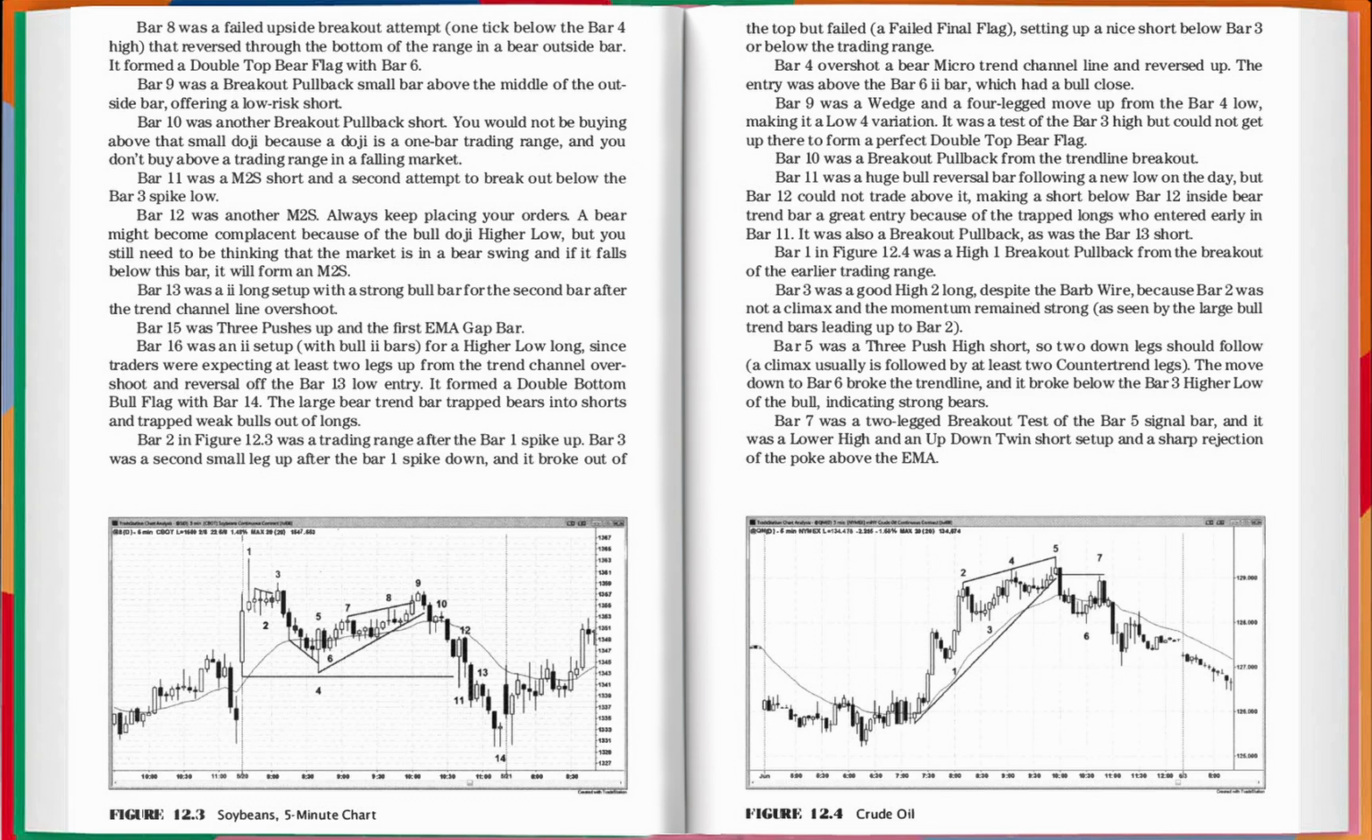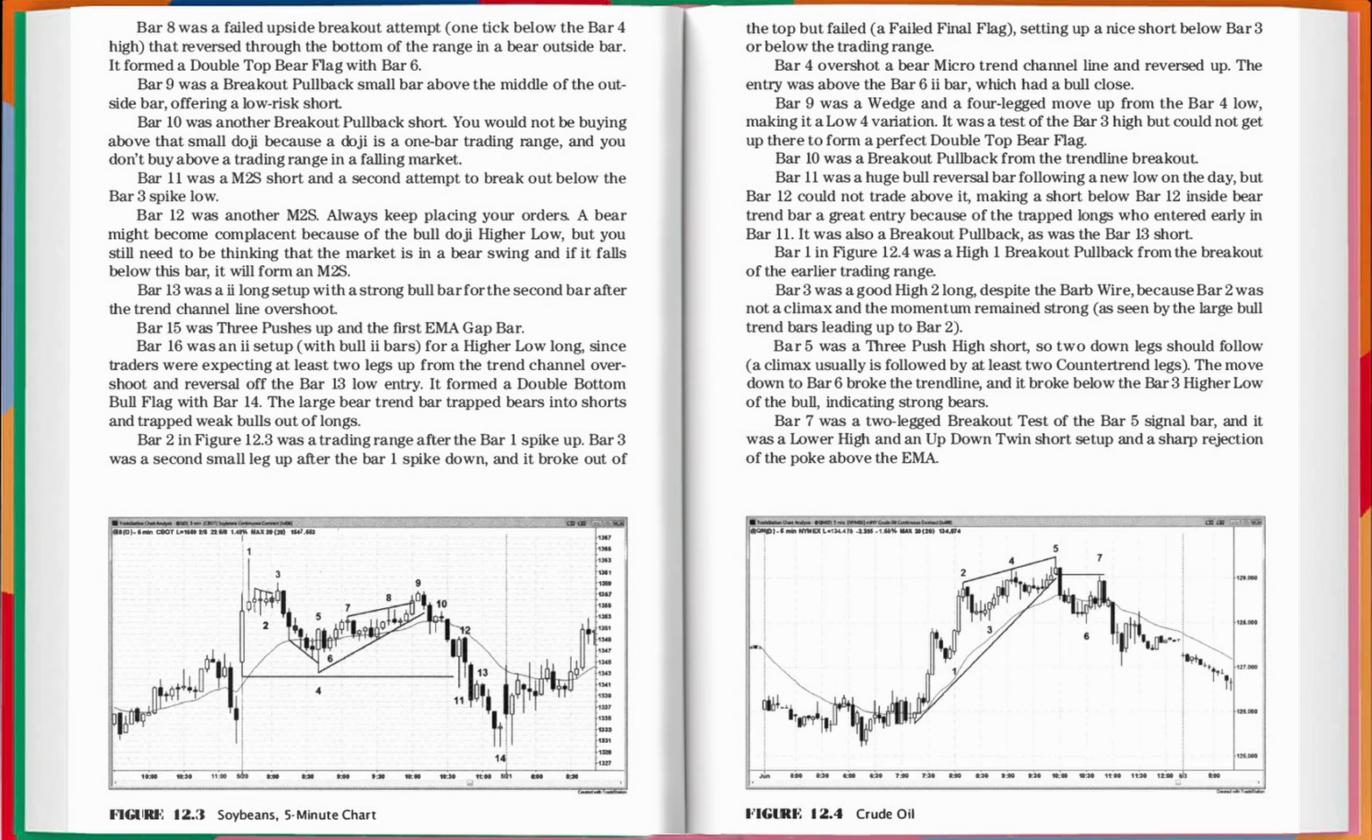Bar 12 was another M2S. Always keep placing your orders. A bear might become complacent because of the bull doji high or low, but you still need to be thinking that the market is in a bear swing, and if it falls below this bar, it will form an M2S.